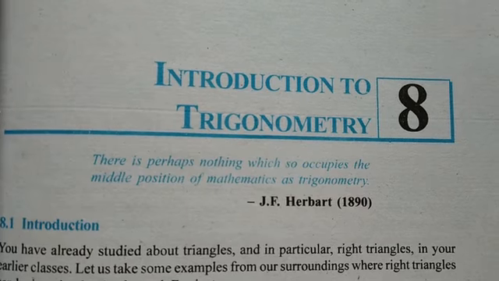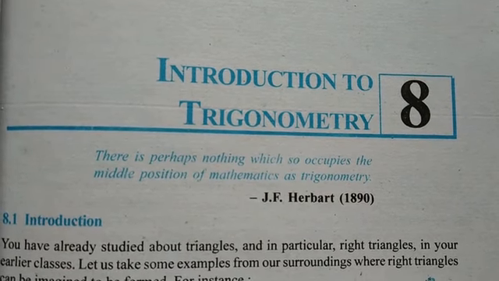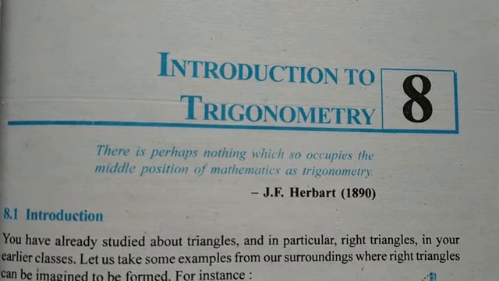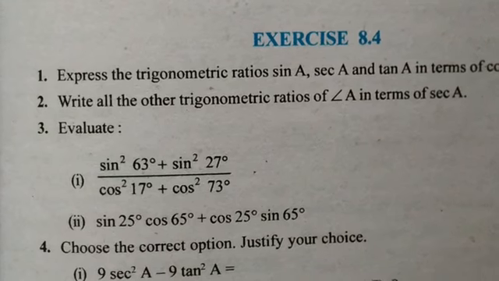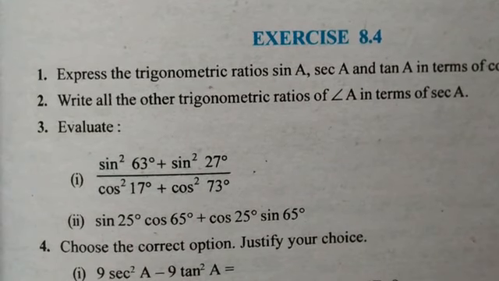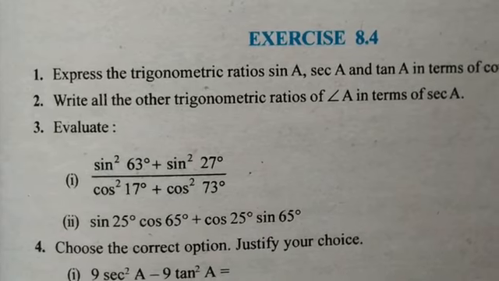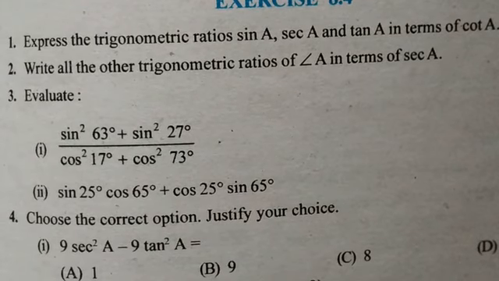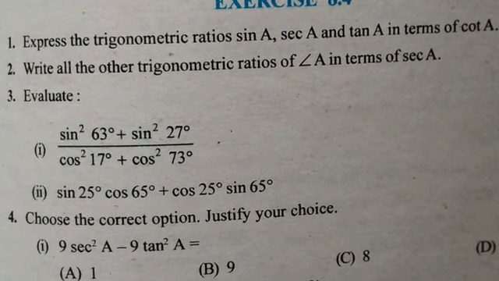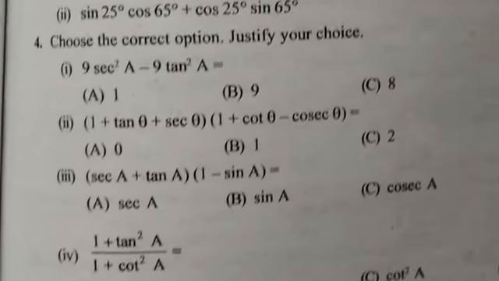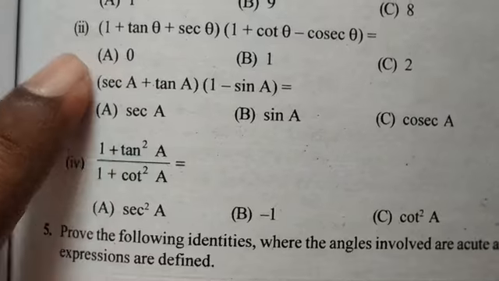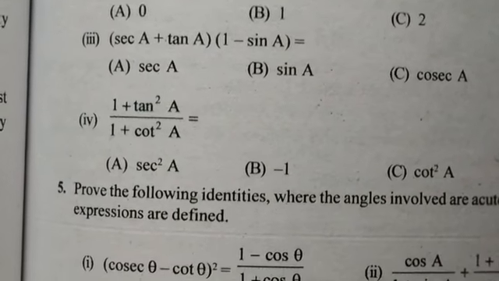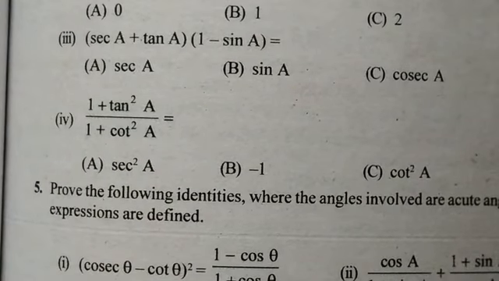Last period we discussed the trigonometric identities, trigonometric functions and trigonometric ratios. Today we will learn exercise 8.4, example number 5, because last period we discussed exercise 8.4, examples 1 to 4. Now, what is example number 5? Prove that the following identities, where the angles involved are acute angles for which the expressions are defined.